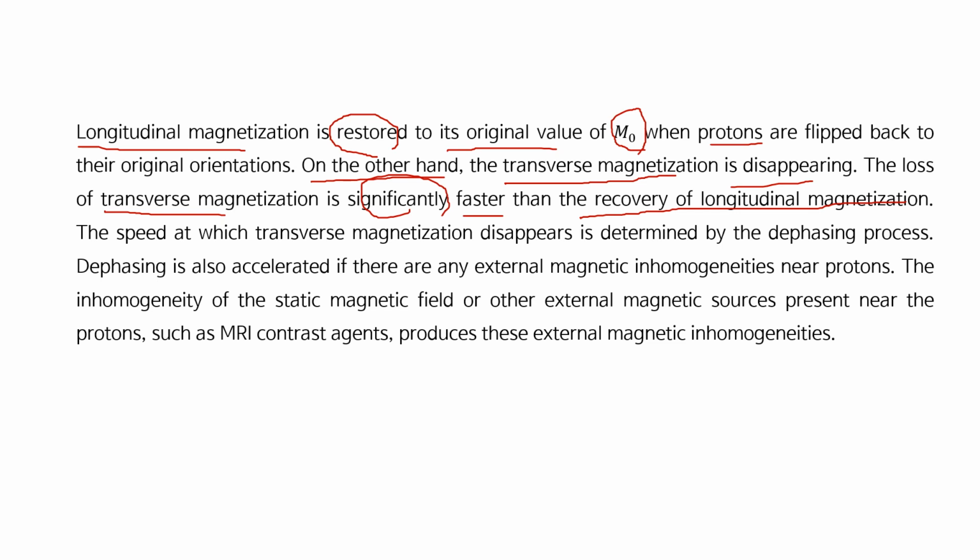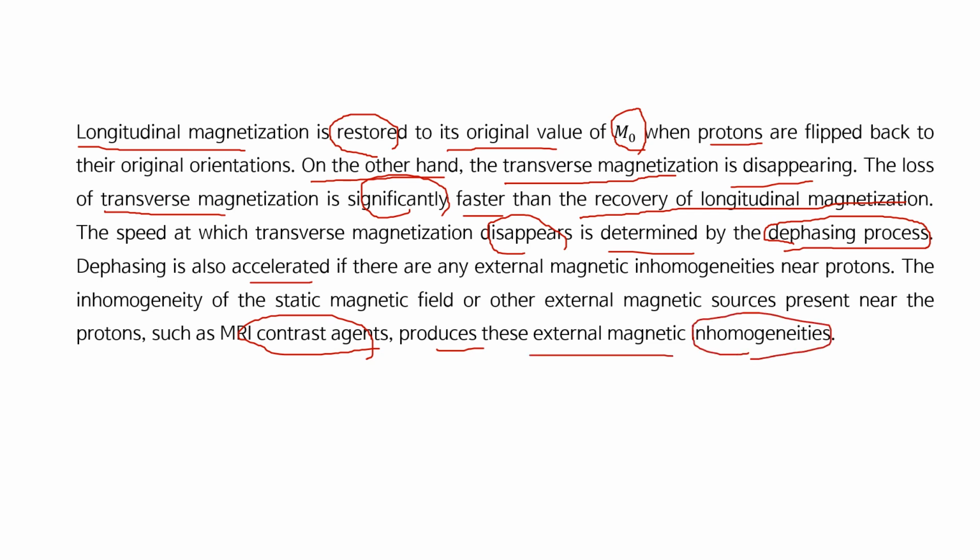The speed at which transverse magnetization disappears is determined by the dephasing process. Dephasing is also accelerated if there are any external magnetic inhomogeneities near protons. The inhomogeneity of the static magnetic field, or other external magnetic sources present near the protons, such as MRI contrast agents, produces these external magnetic inhomogeneities.